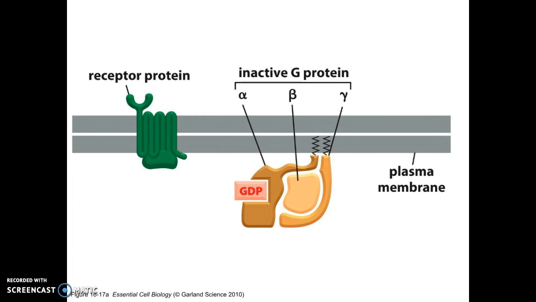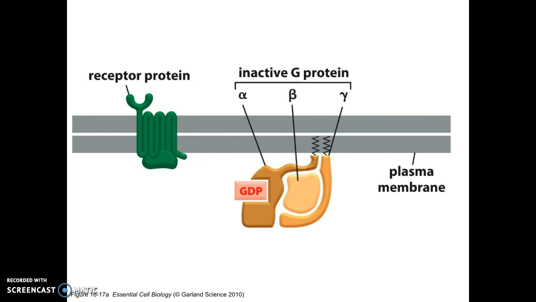Very often, the alpha is linked to the membrane, and then the gamma is linked to the membrane, and the beta is always associated with the gamma. So it's always alpha, beta, gamma, and receptor. So sometimes the G protein is already associated with the receptor, and when the ligand binds to the receptor, that causes a change in shape that causes the G protein to dissociate from the receptor and go do its work.